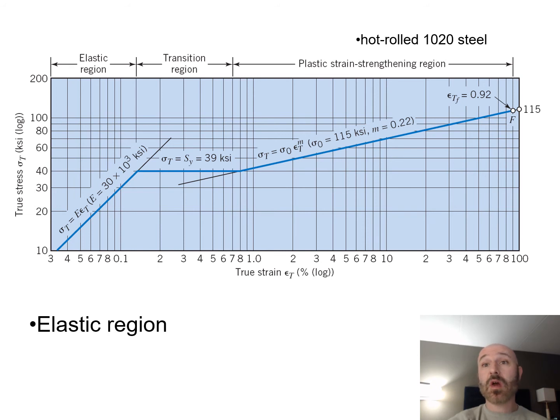So with our true stress and true strain, we can come up with a different type of stress strain curve that we see here. We have our true strain on our x-axis down here. This is a percentage in a log scale. And we have our true stress up here. This is KSI on a log scale as well. When we're looking at this on a log scale, with these true stress and true strain, it does look a little bit different.